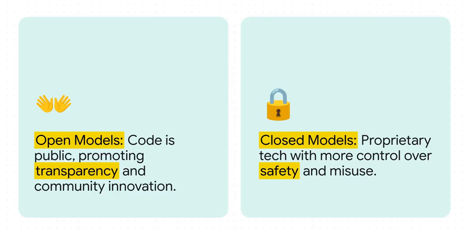And that leads to this really fundamental tension, a huge debate happening right now in the AI community. On one side, you have the push for open models, where all the code and data is made public. The idea is that this promotes transparency and lets everyone innovate. But on the other side, you have closed models, where the technology is kept proprietary. The argument there is that it gives the company who built it more control to make sure it's safe and isn't misused. It really boils down to this core debate, access versus control.